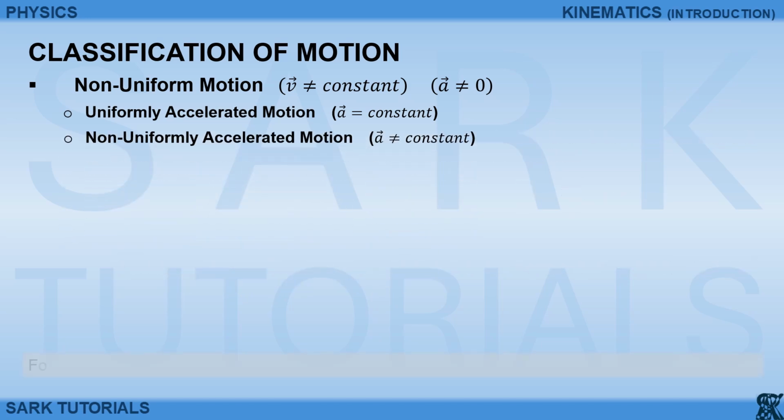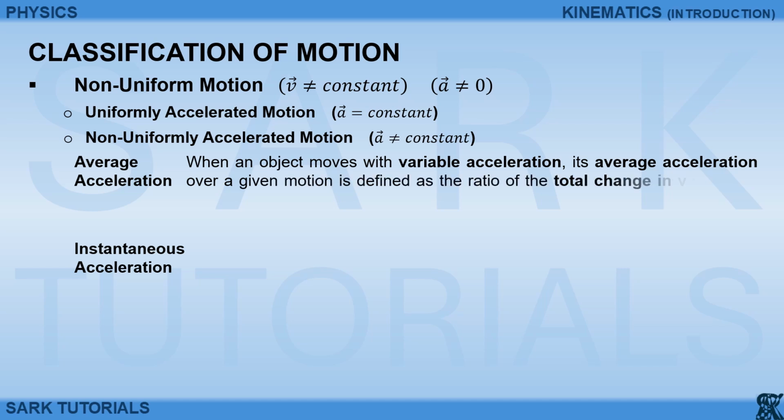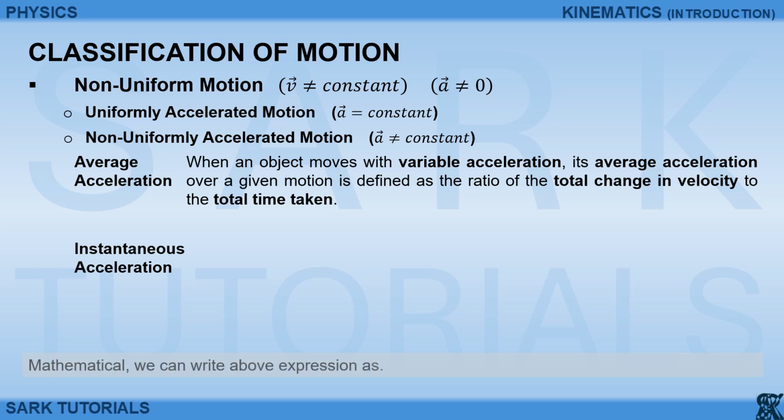For non-uniformly accelerated motion, we define two important acceleration concepts: average acceleration and instantaneous acceleration. When an object moves with variable acceleration, its average acceleration over a given motion is defined as the ratio of the total change in velocity to the total time taken for that change. Mathematically, we can write the above expression as follows.